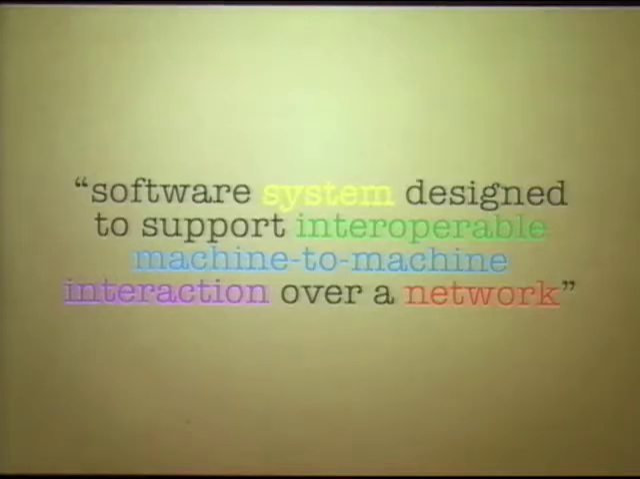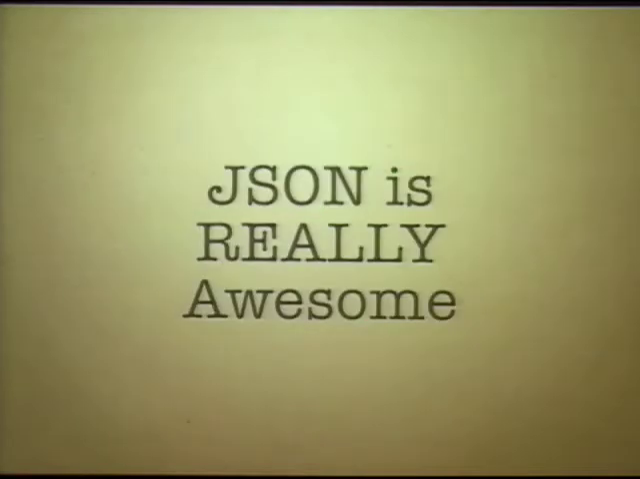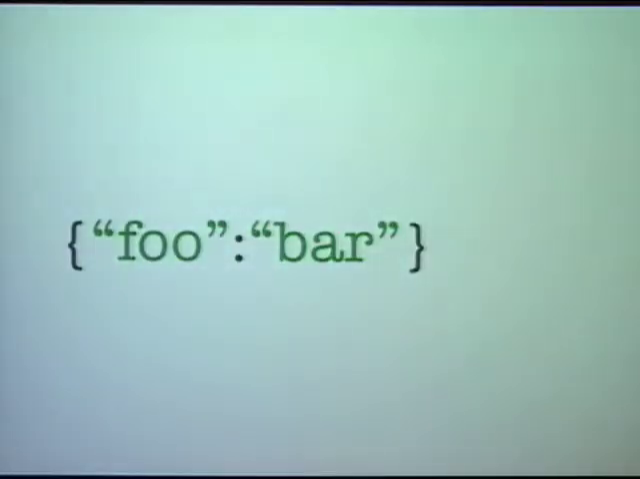Web services are software systems designed to support interoperable machine-to-machine interaction over a network. That's what Wikipedia says. I call it a service over the web just for apps. It's really simple. JSON is really awesome. Here's some JSON, and I prefer to use JSON. I don't like XML, but you might have the requirement to support XML. But I prefer JSON requests, which is just JavaScript Object Notation.